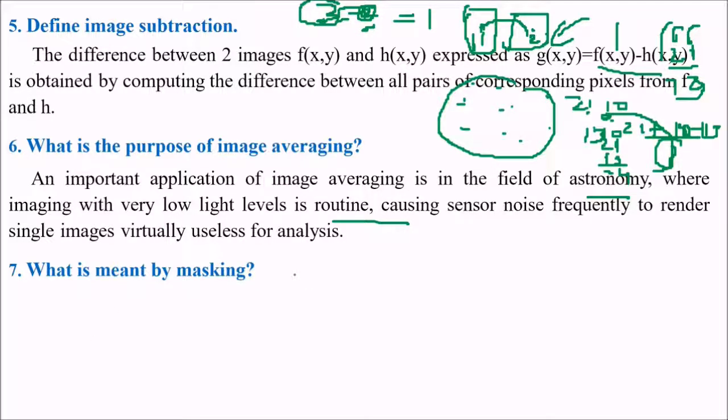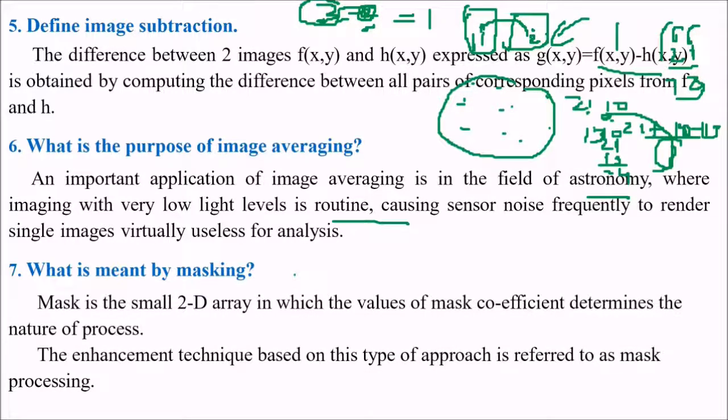What is meant by masking? Masking means hiding. And you know how you do masking in your digital electronics. The same concept is here. Masking uses a small 2D array in which the values of the mask coefficients determine the nature of the process. The enhancement technique based on this type of approach is referred to as mask processing. You have an image, you want to mask this area, you want to remove this area, or not remove, I should not say remove, you have to mask a certain area. For that you use this masking.